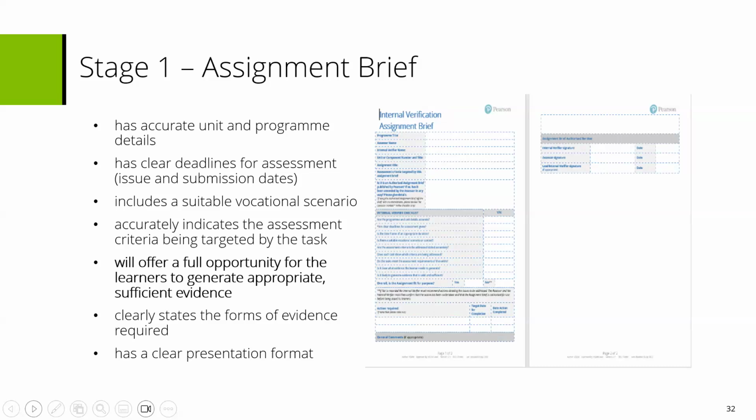Does it accurately indicate the assessment criteria being targeted by the task? Will it offer a full opportunity for the learners to generate appropriate and sufficient evidence? Does it clearly state the form of evidence required? And does it have a really clear presentation format? If you're using an authorized assignment brief, a lot of these checks have already been done for you. But the more changes and amendments you make to the internal assessments, the more checks you are going to have to complete.